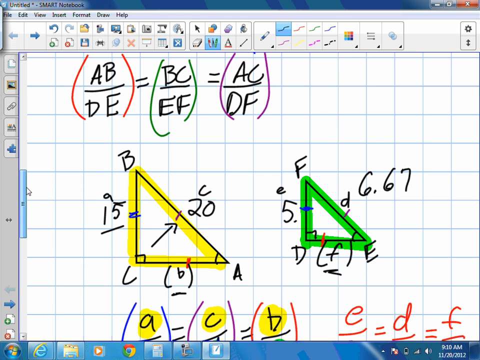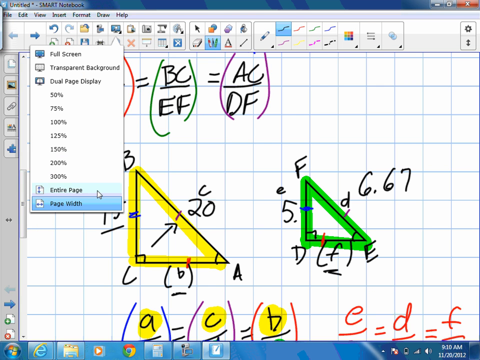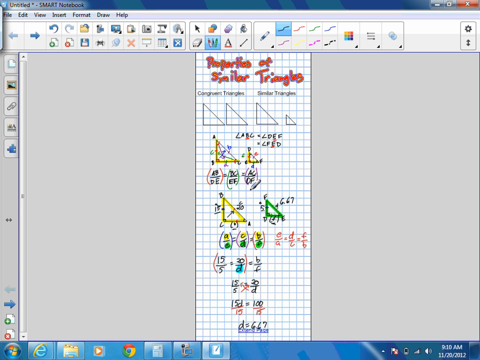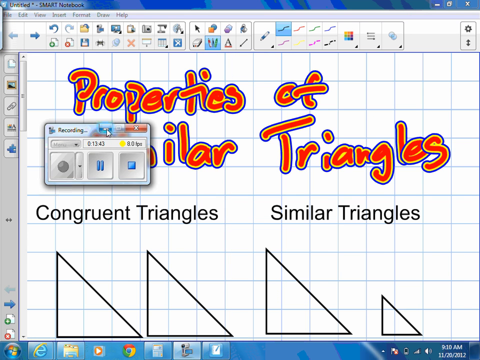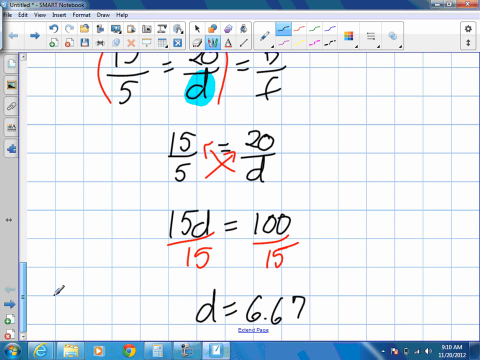Okay? So we've gone through quite a bit of stuff with similar triangles. That's all it really is, setting the ratios up. That's the hardest part of this. Okay, so we'll go through Pythagorean's Theorem, which is a squared plus b squared equals c squared.